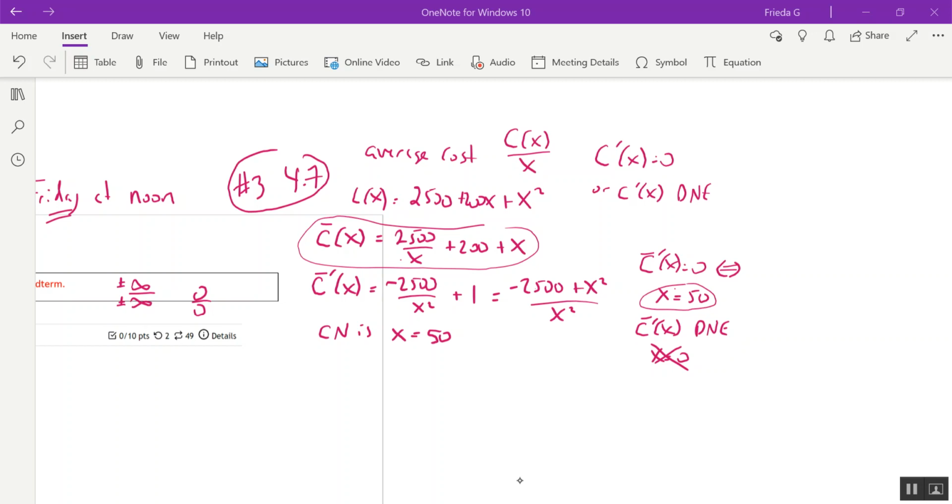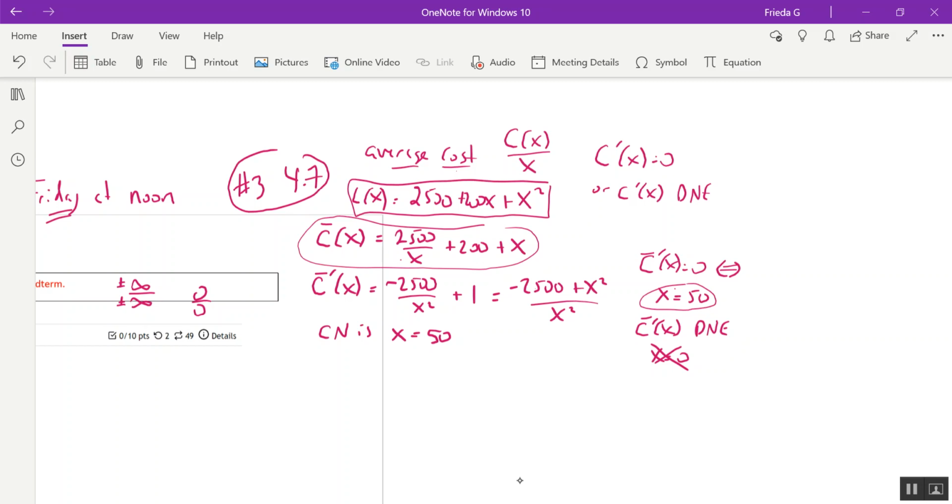First of all, the question on 4.7 number 3, that's a problem involving the cost function. So this was the given function, and the problem was to find the production level x that minimizes average cost. Well, average cost is cost divided by x. So I call that C bar, and I already computed that. I divided the cost function by x, divide each term by x.